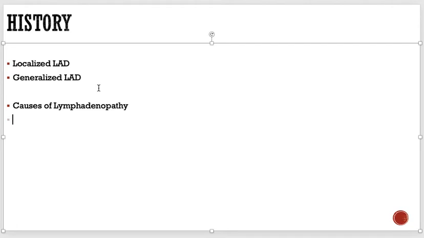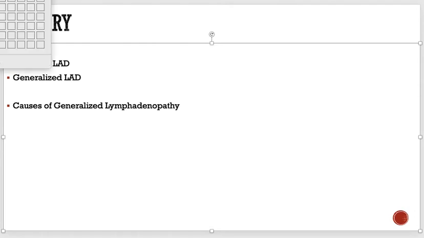So, okay, we will divide it into two parts. Causes of generalized lymphadenopathy: first of all, we will talk about this, and then, of course, we are going to talk about the localized one.